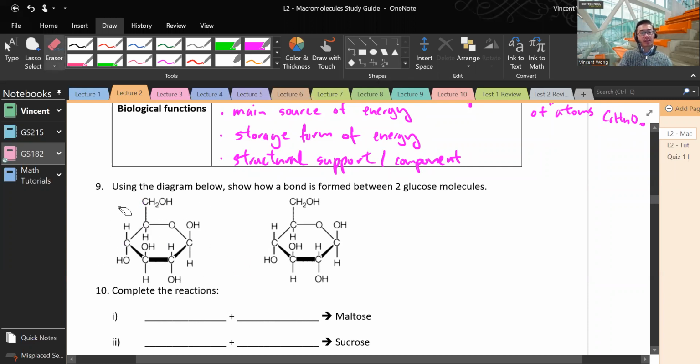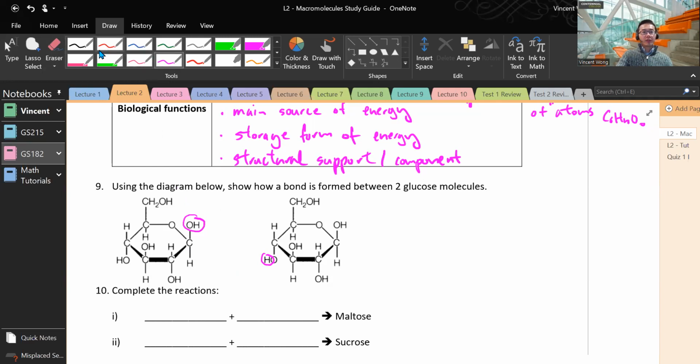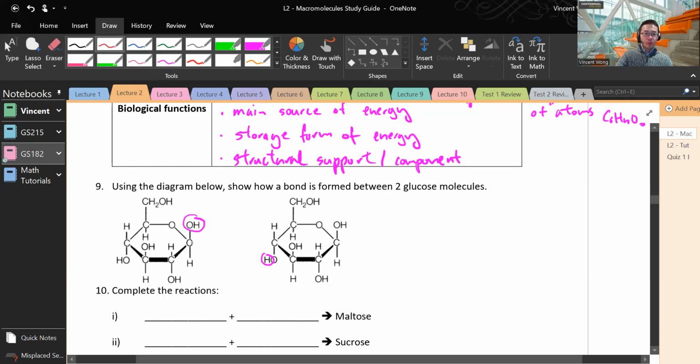and 6 oxygen. If you take one glucose and put it next to another glucose, what happens is you can take an OH from one of the glucose, and then you can take the H from another glucose here, and you can remove it. And after you remove it, you will be able to form a new bond between this carbon and this oxygen right here. So this is going to be the new covalent bond.